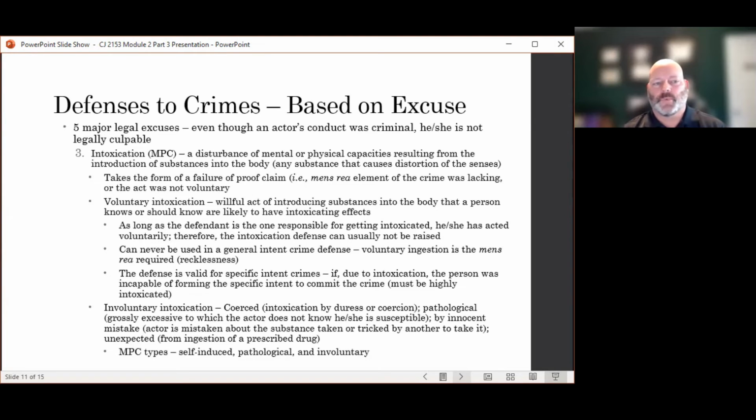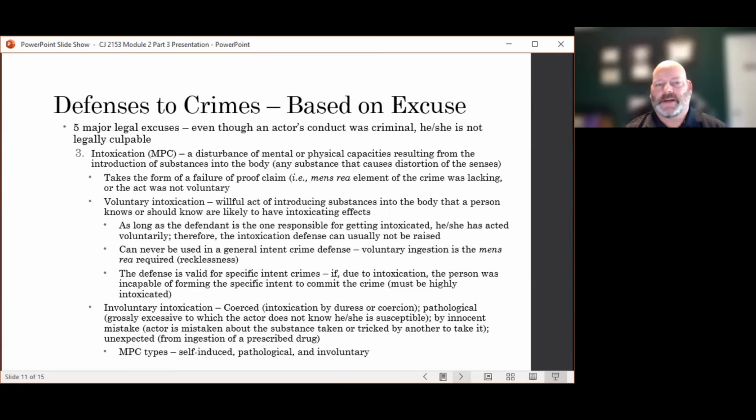Voluntary intoxication is the willful act of introducing these substances into the body that a person knows or should know are likely to have intoxicating effects. As long as the defendant is the one responsible for getting intoxicated, he or she has acted voluntarily. Therefore, the intoxication defense can usually not be raised.